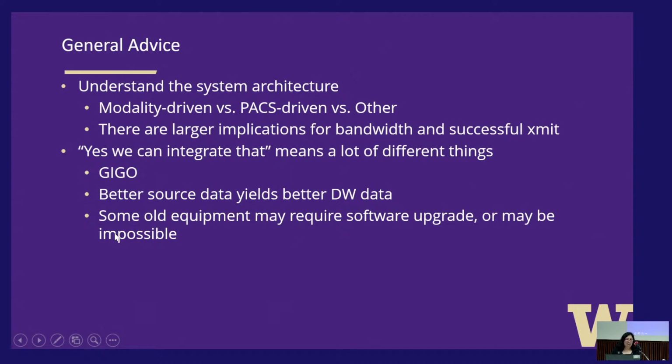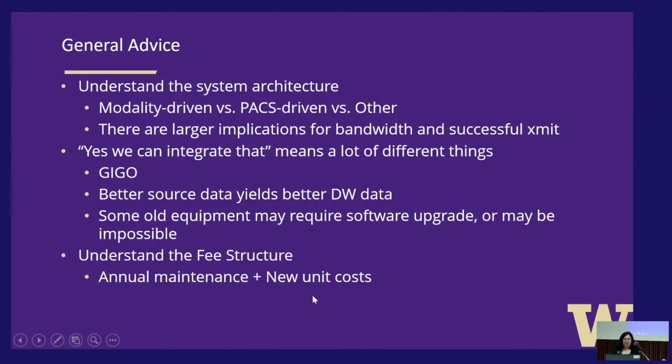Garbage in, garbage out. Better source data yields better Dosewatch data. There's more clean information. We have the same problem in Dosewatch. It will take our combo studies, where we get a CT brain and a CT perfusion together, and the dose will go over whatever the threshold is, and then it's actually 2 different exams. Some old equipment may require a software upgrade, or it may be impossible to connect to Dosewatch. So you have to keep that in mind.